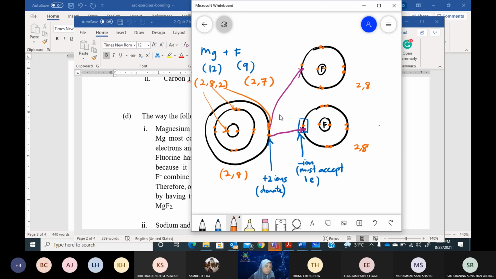After removing these two, go to these two. Maybe you can do this. This goes to here one, here one. So you will be stable for all to 8. MgF2.